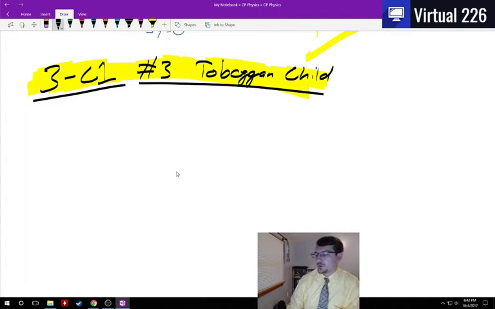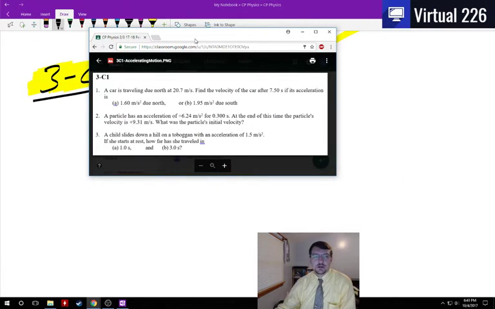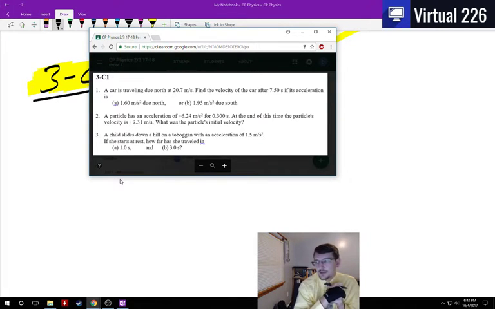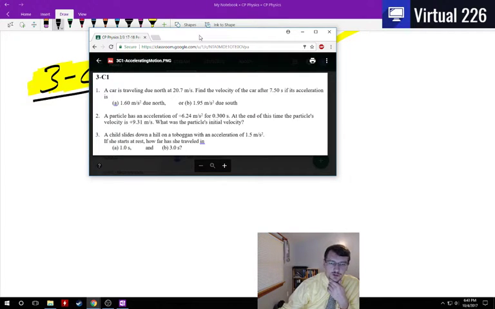Okay, so let's read this problem. The problem we got here, and we'll just pop this up on the screen, is that a child is sliding down a hill on a toboggan with an acceleration of 1.5 meters per second squared. If she starts at rest, how far has she traveled in 1 second and then 3 seconds here? Okay, so that's our problem we're doing.